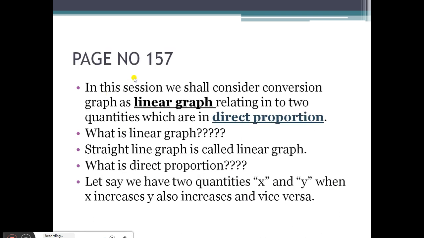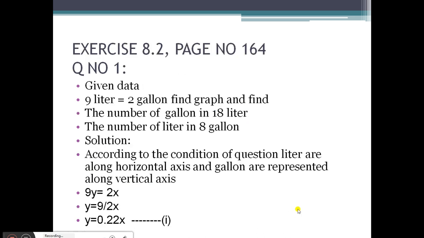On page number 157, in this session, we shall consider conversion graph as a linear graph relating two quantities which are in direct proportion. Dear student, what is a linear graph? A straight line graph is called a linear graph. And what is direct proportion? Let's say we have two quantities x and y. When x increases, y also increases and vice versa.